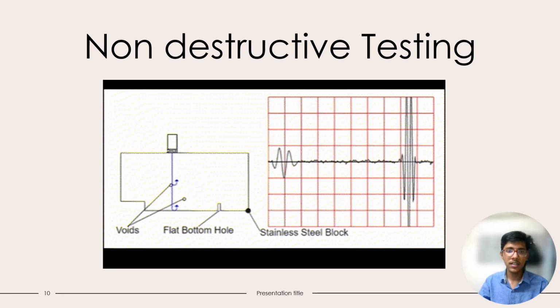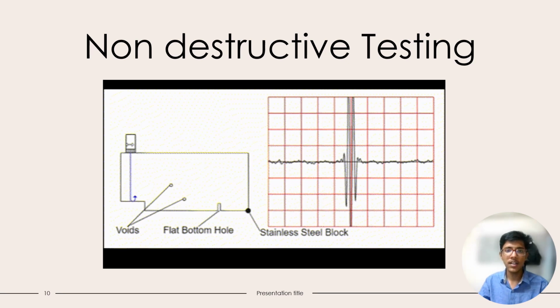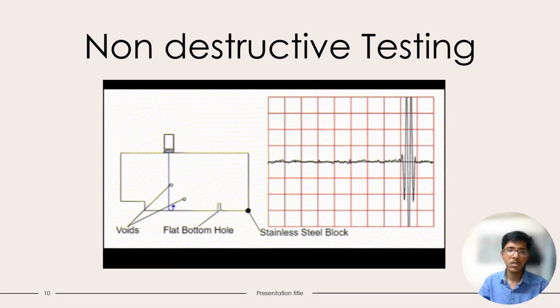In this video, we can see the output of the transducer on the oscilloscope. As we move the transducer over the surface of the structure, we can see that at the point of discontinuities, the output changes accordingly.